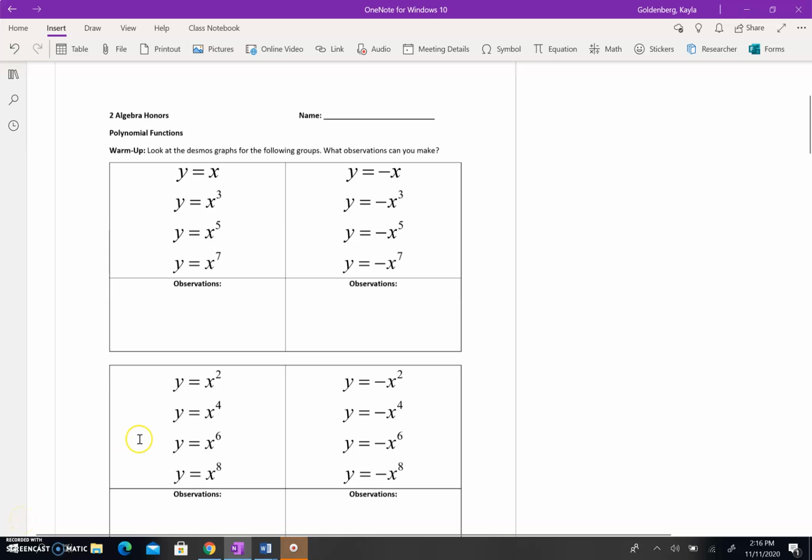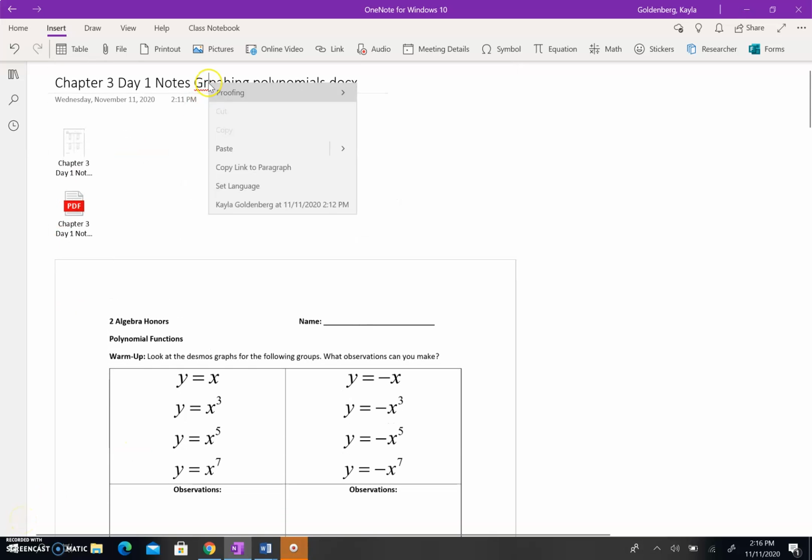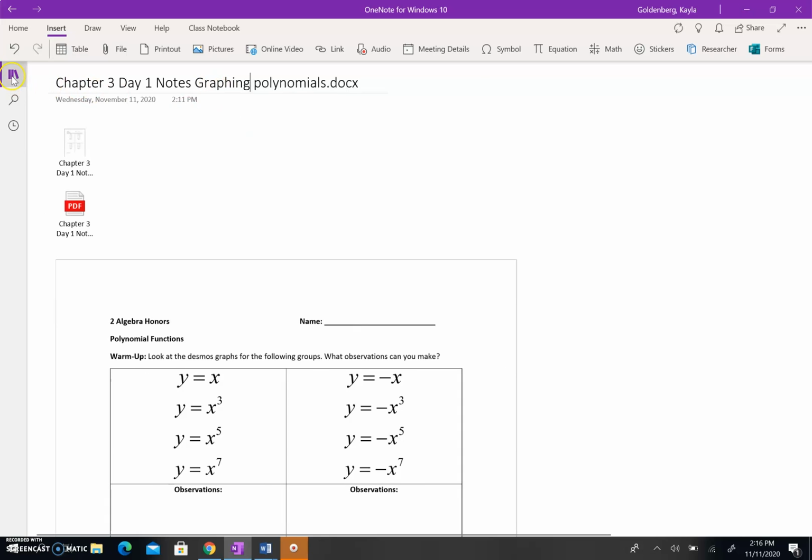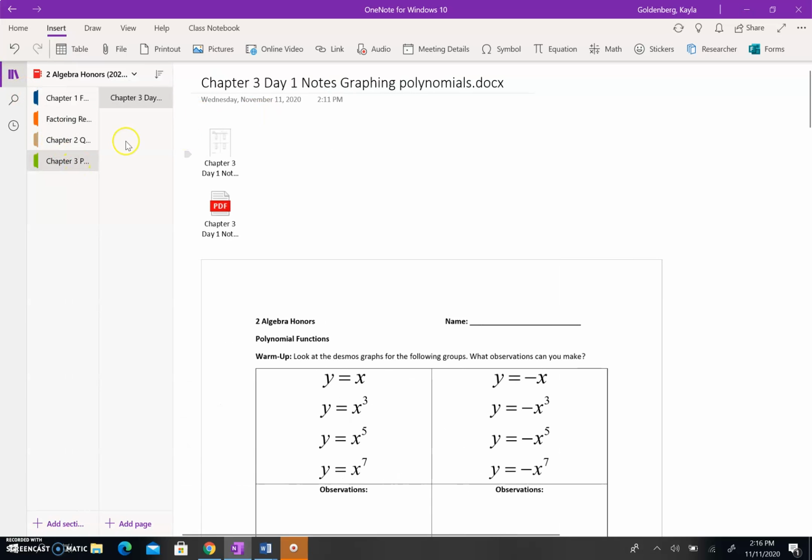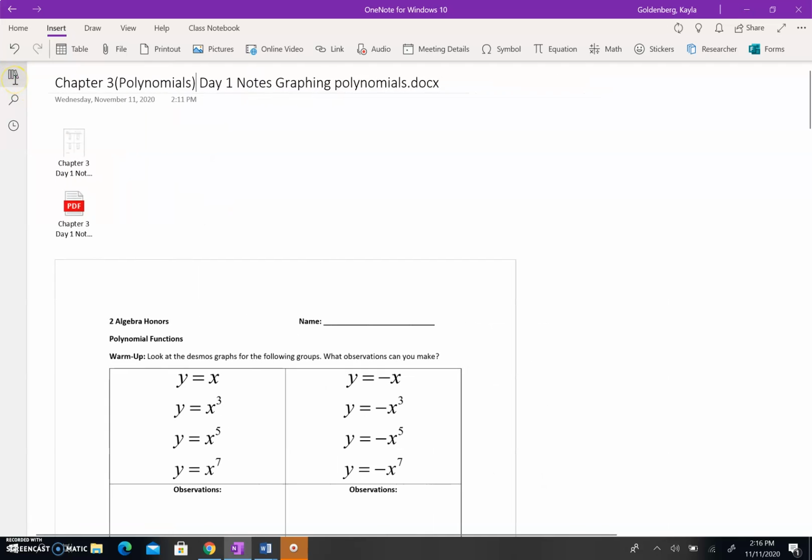Okay, welcome to our new chapter. We are officially in chapter 3. Chapter 3's topic is called polynomials. Polynomial functions. So we're moving from quadratic functions to a new type of function.